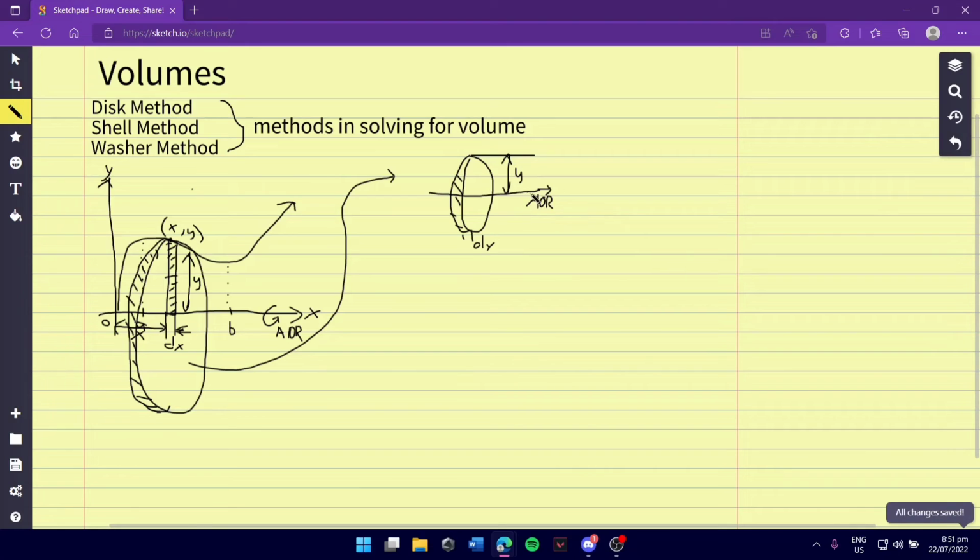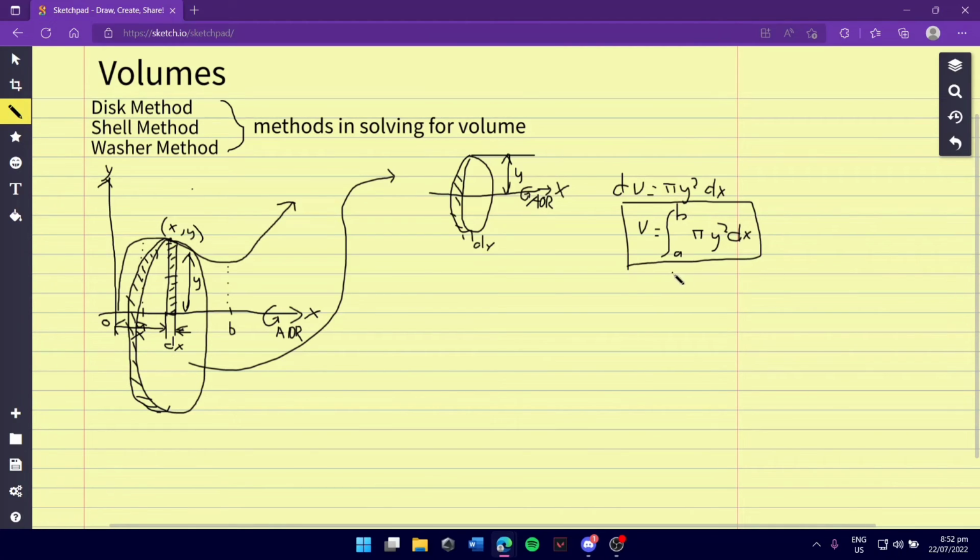So in solving, it's rotated about the x-axis. So for solving the volume, we have the formula: the differential of volume is equal to pi y squared times dx. So integrating that, we have the volume is equal to the integral from point A to point B of pi y squared dx. So now this is the formula for your disk method.